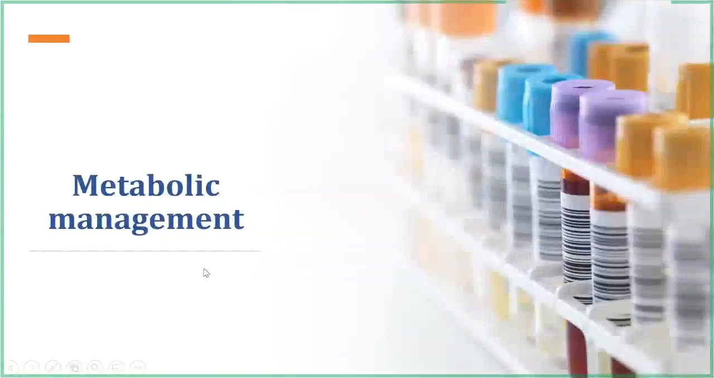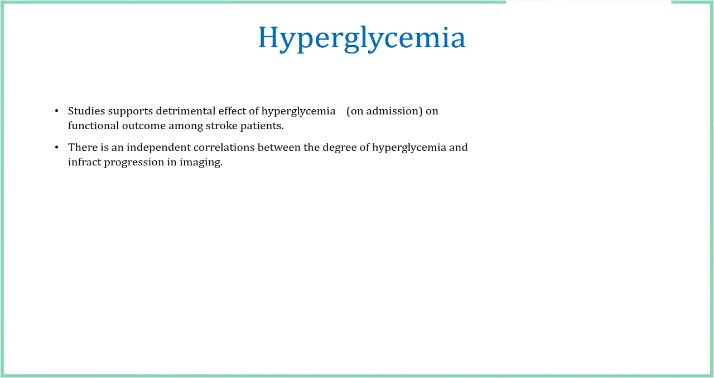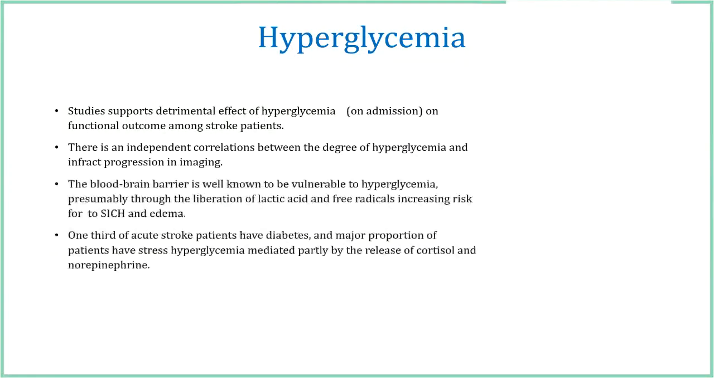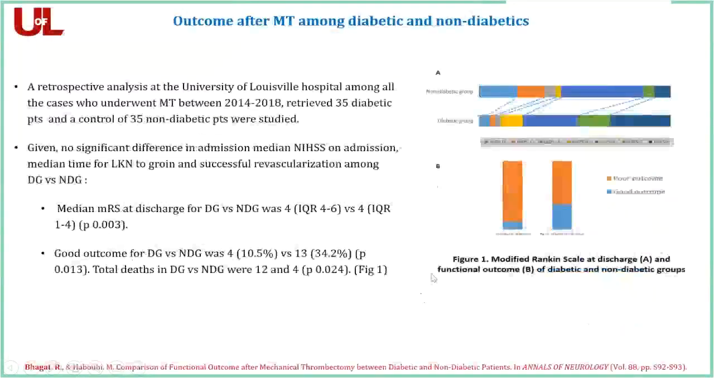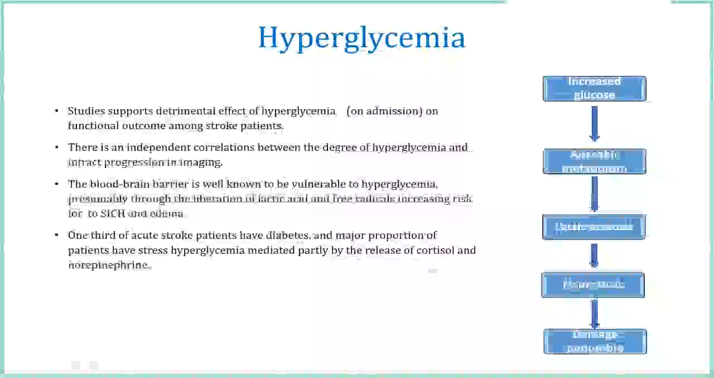Metabolic management: I will be talking about hyperglycemia. Hyperglycemia has a direct toxic effect towards the blood-brain barrier, producing a large amount of lactic acid and free radicals. As we can see in this flow diagram, the increased glucose will increase the anaerobic metabolism in an ischemic environment, leading to lactic acidosis and neurotoxic damage.